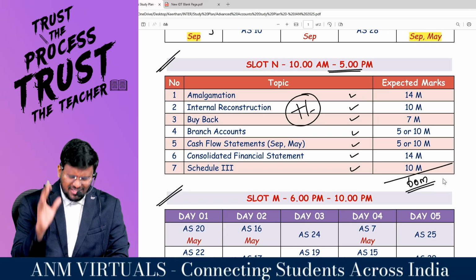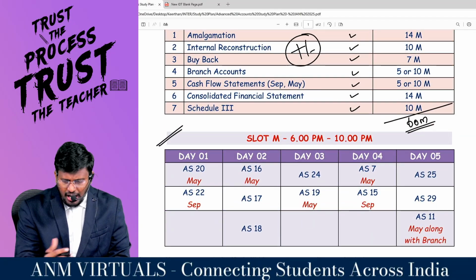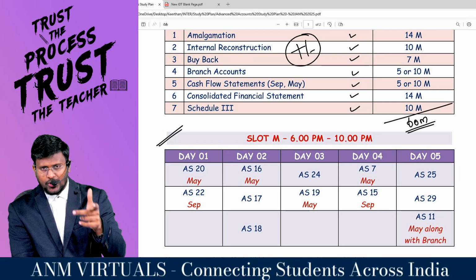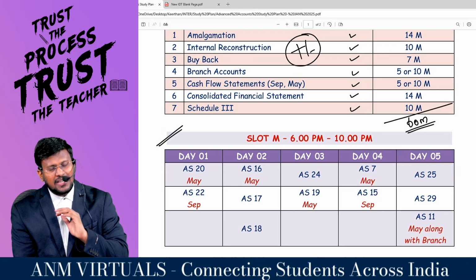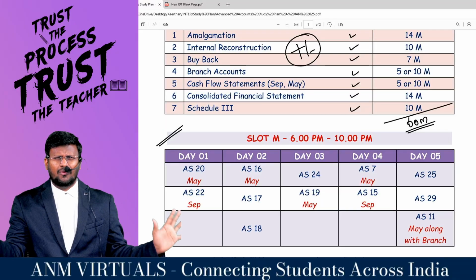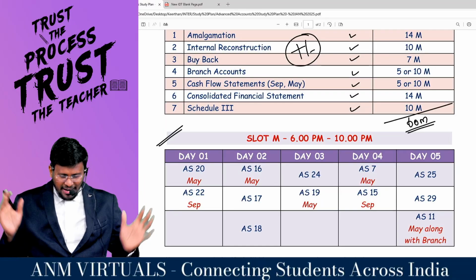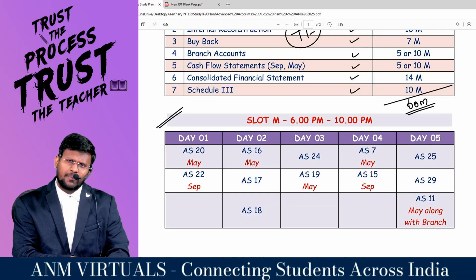Fine, sir. Fantastic, sir. On day number 1, coming to the last slot, after 5 o'clock, take a break. Because 10 to 1, 1 slot, 7 questions. 1 to 2 break. 2 to 5, my dear lovable students, another slot of 7 questions. Take 1 hour, aram se break. Happily take a break. My dear lovable students, coming to the very important slot for the day, 6 to 10.